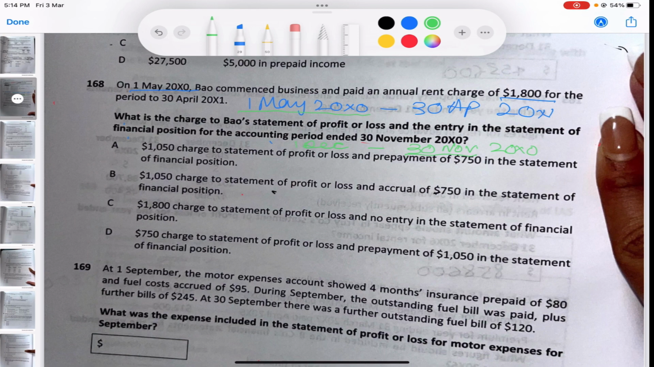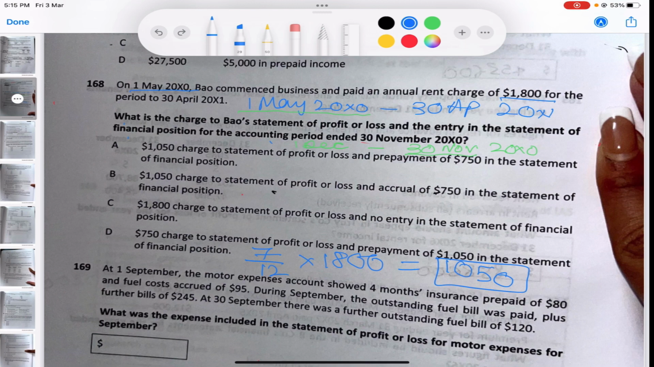That would be May, June, July, August, September, October, November. So 7 upon 12 is what belongs to this year, up to the month November, right? So that would be 7 by 12 multiplied by the annual charge, which is 1050. So 1050 belongs to this year. Okay.